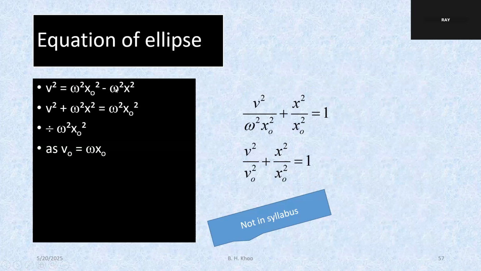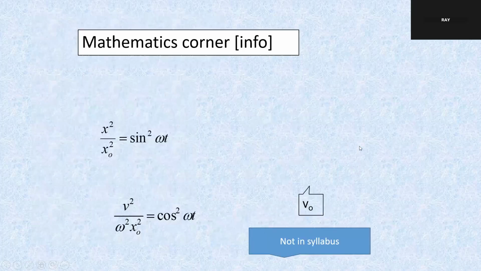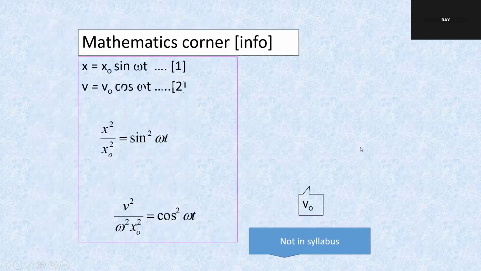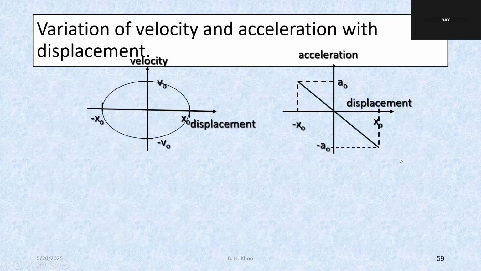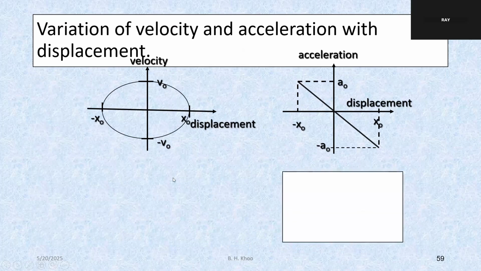And take this one over, right? Then divide by omega squared x naught squared. You get that? I know it's in the syllabus for your info only, for your curiosity. Okay, you won't bother about all this also. Sufficient to know how to get this straight line. Know that it's an ellipse. That's all.